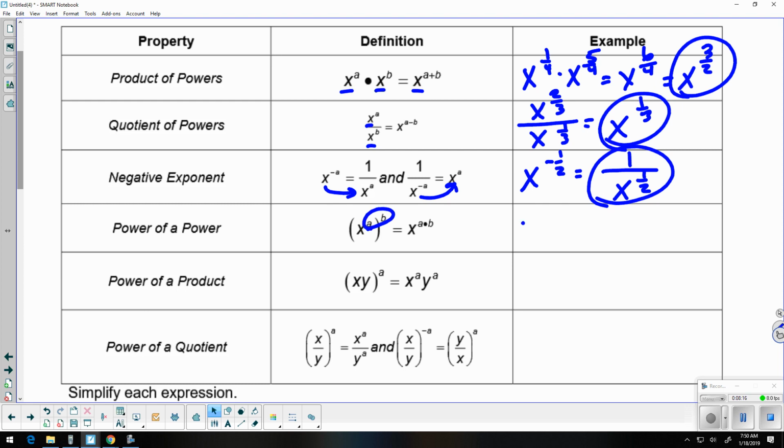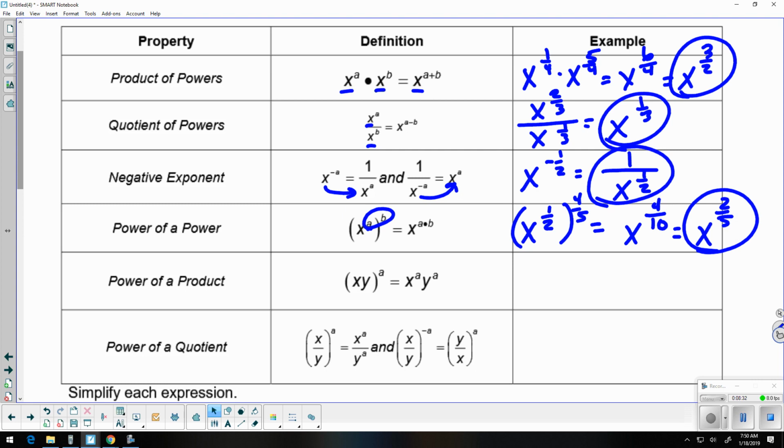So if you have x to the 1/2 raised to the 4/5, now we're multiplying those together, which would be 4/10. Again, reducing it, 4 and 10, divide them both by 2, we're looking at 2/5 is your final answer.